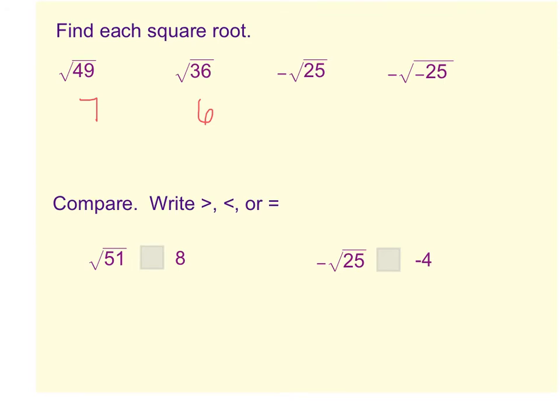Now these next two, do you see how this negative is outside of the square root? So what that tells us to do is first, let's take the square root of 25. Square root of 25 is 5. And then that negative just comes down. So that answer is actually a negative 5.